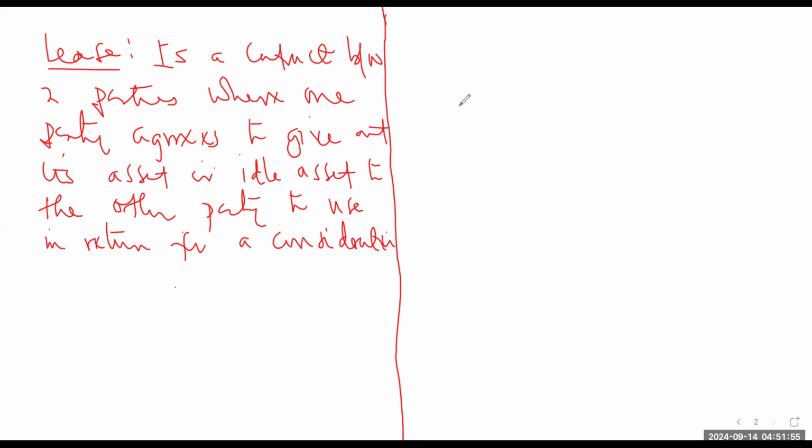Okay. So if you are talking about a lease, the first thing that you have to identify is the asset in question, the underlying asset. We have to identify the underlying asset. What assets are we having the arrangement on? Or what assets are we talking about?